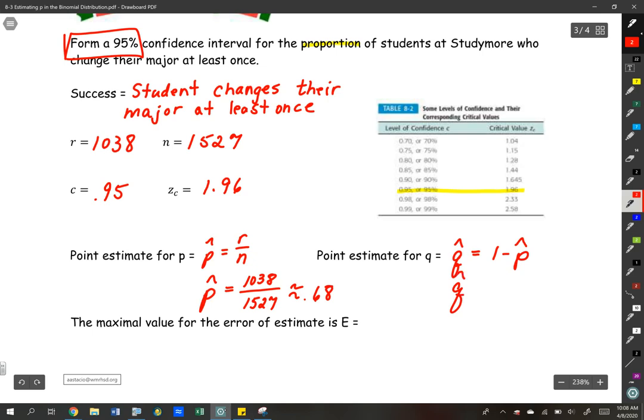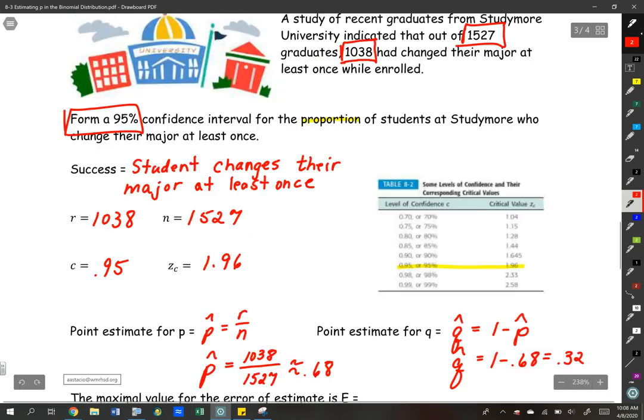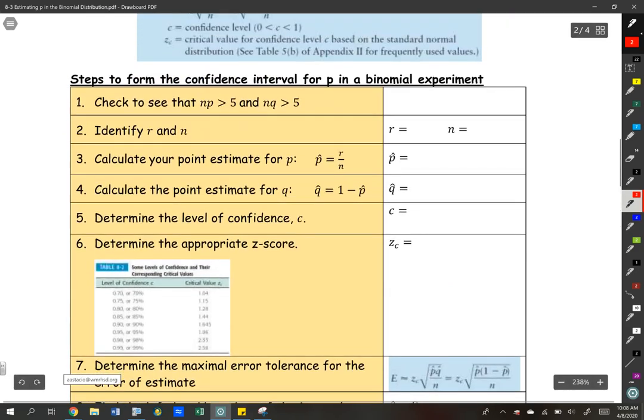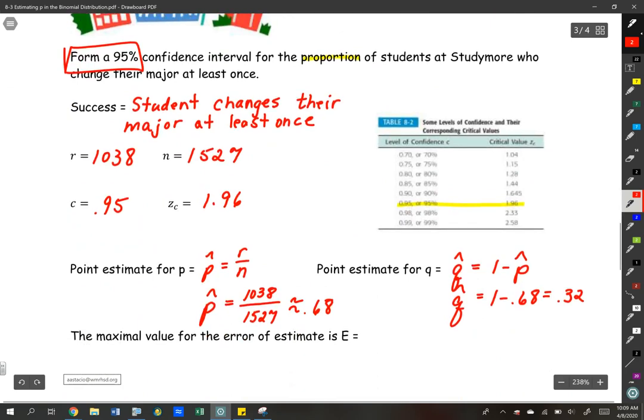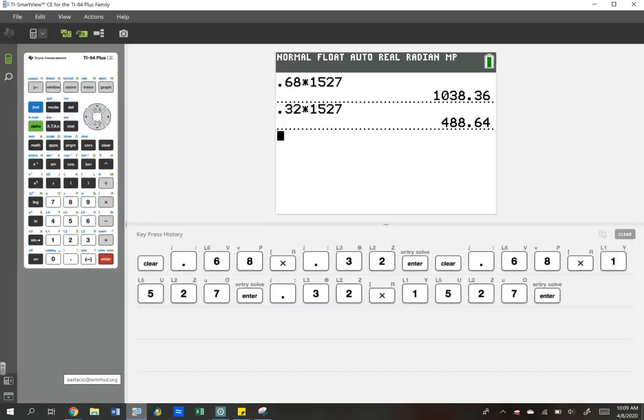Q hat is equal to 1 minus 0.68, which is equal to 0.32. Now at this point is where we would pause and check to see that, let's go back to this page here. We want to check to see that n times p is greater than 5 and n times q is greater than 5. So we would put it in our calculator just to make sure.